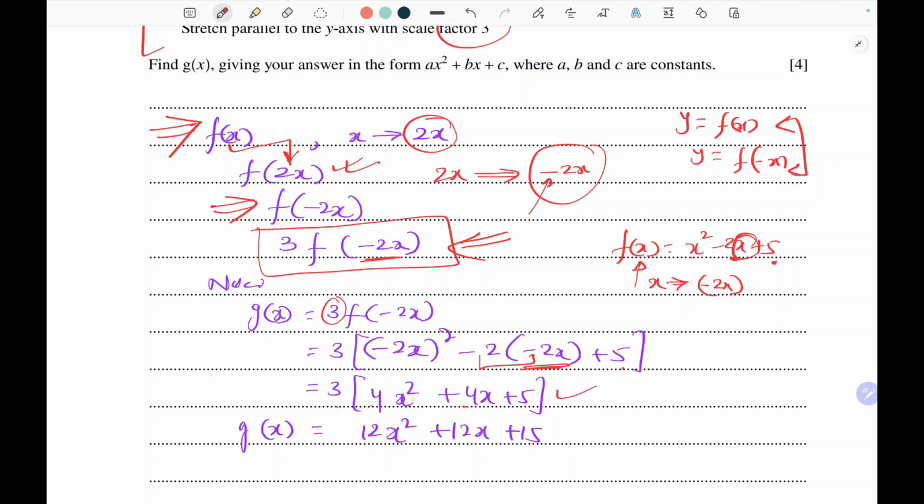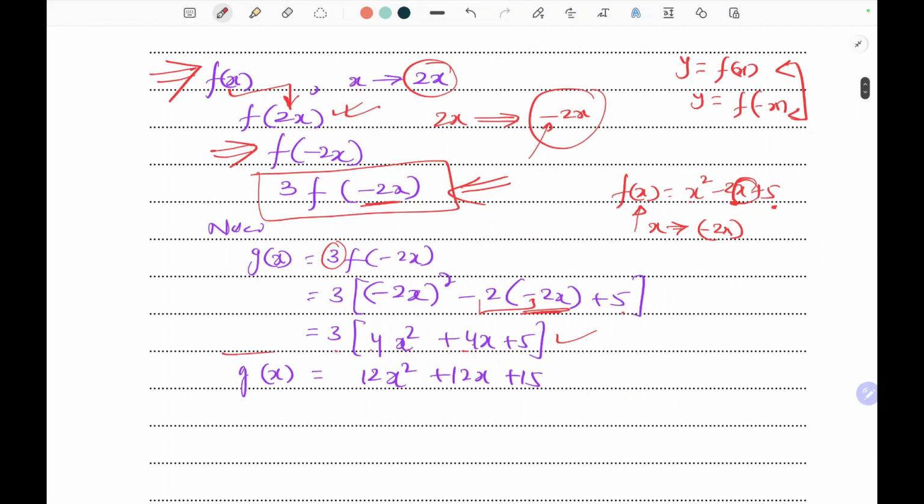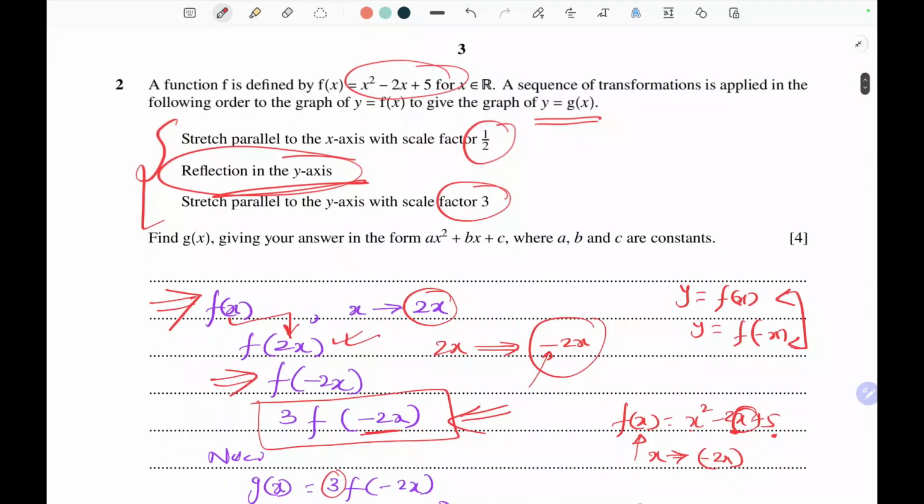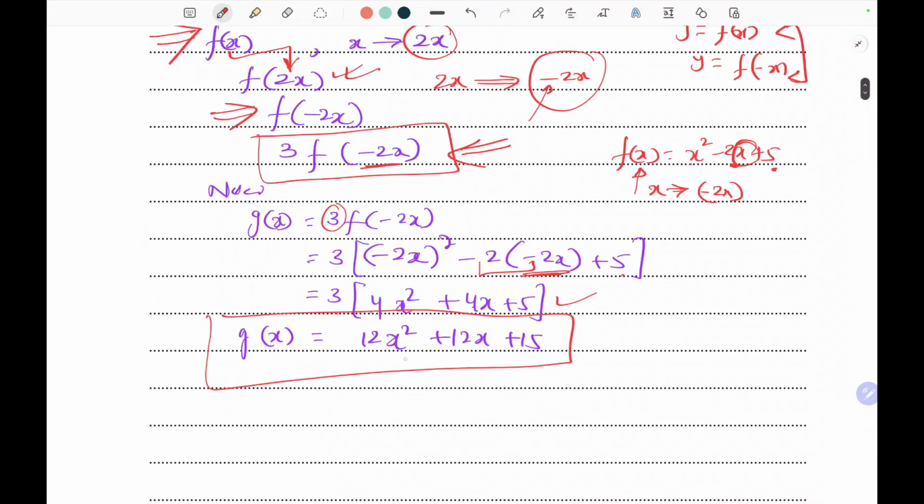So 3 times 4, 12, 3 times 4, 12, and 3 times 5, 15. So 12x square plus 12x plus 15. So this is my g(x). Our question was to find g(x) in the form of ax square plus bx plus c, which we found. A is 12, b is 12, and c is 15.